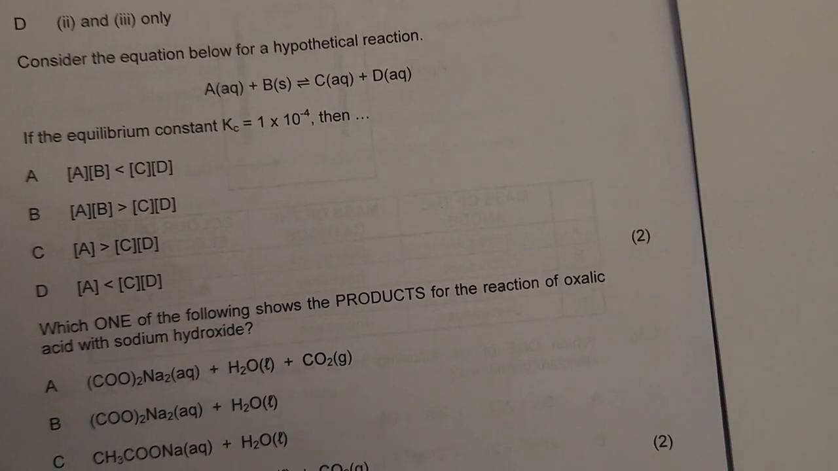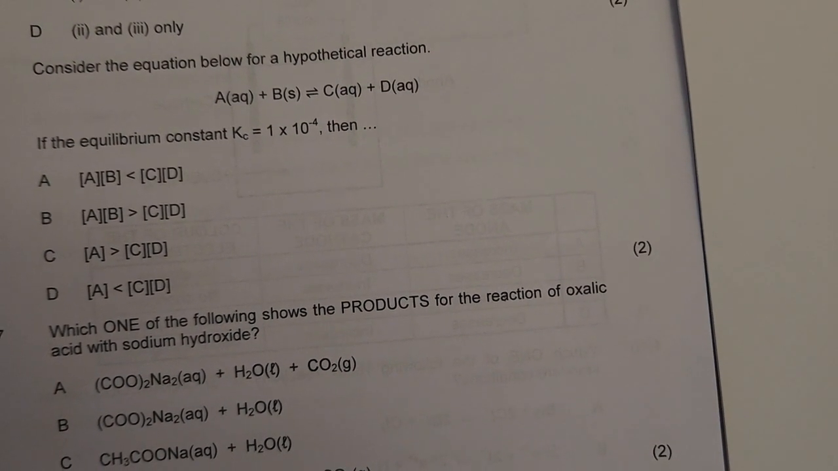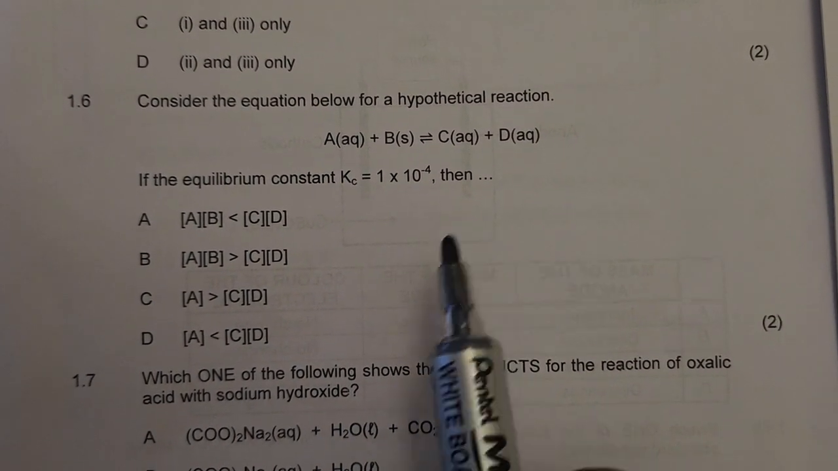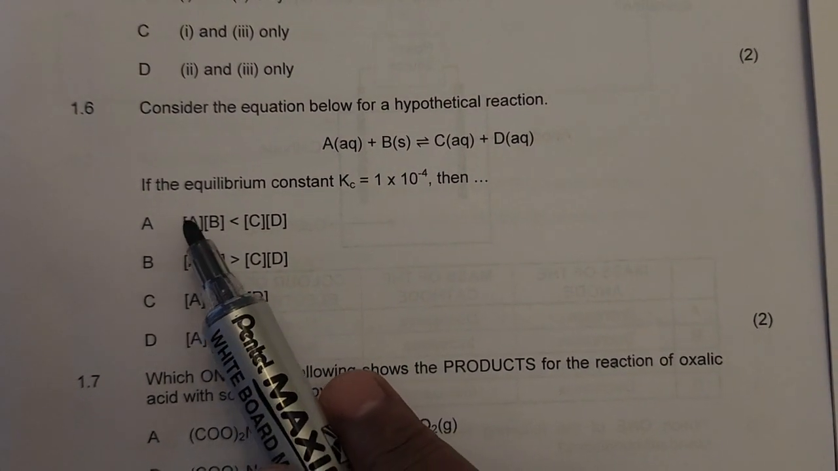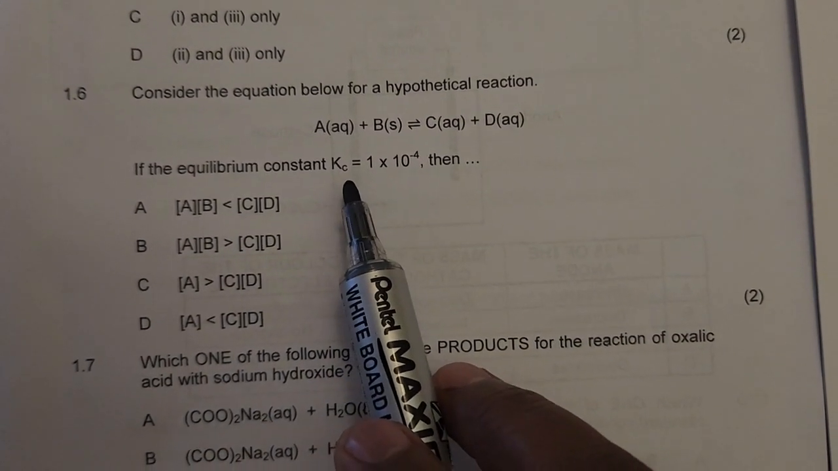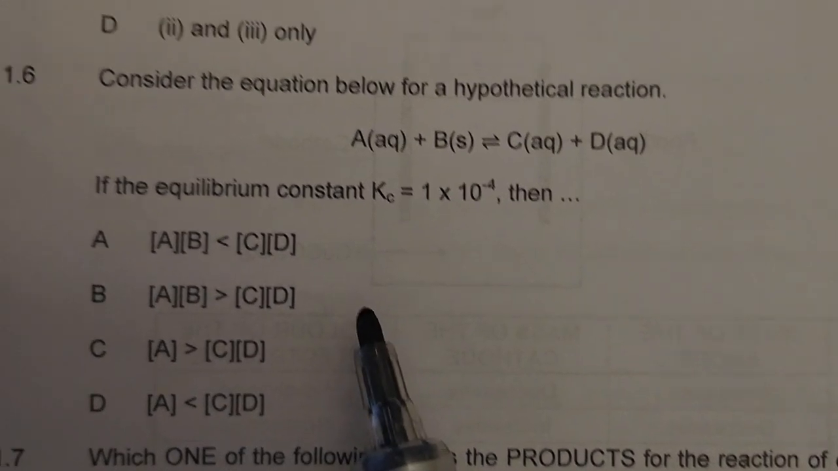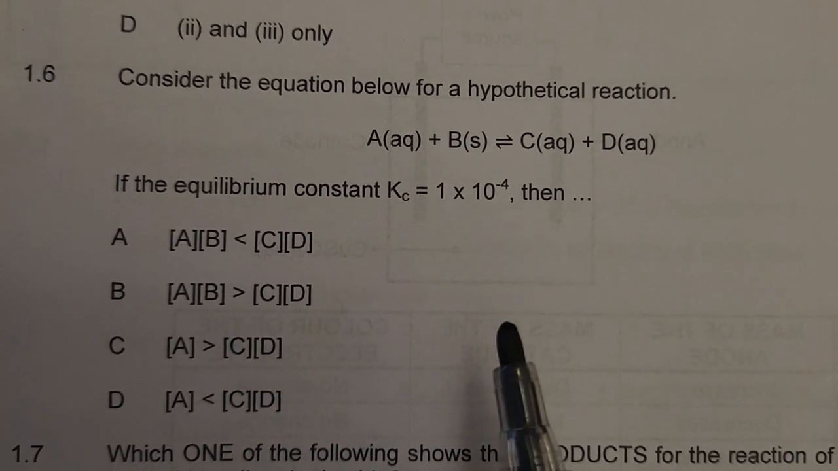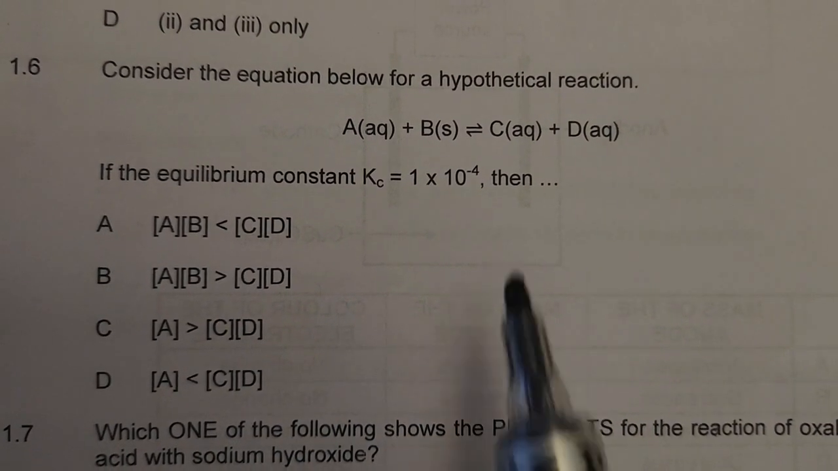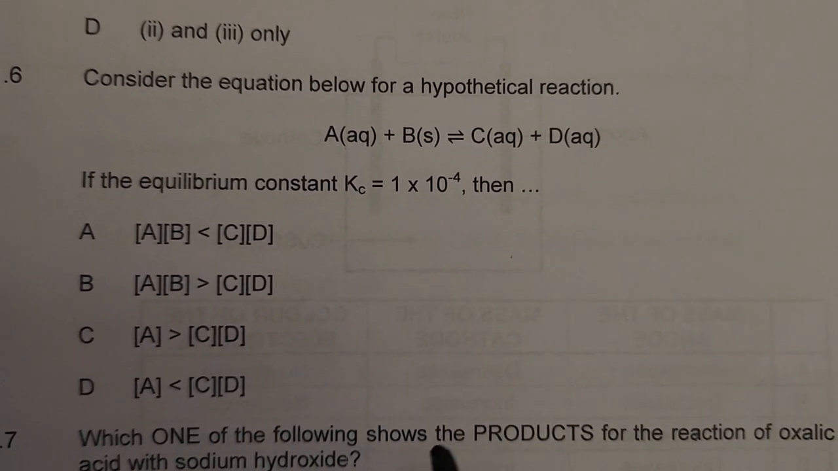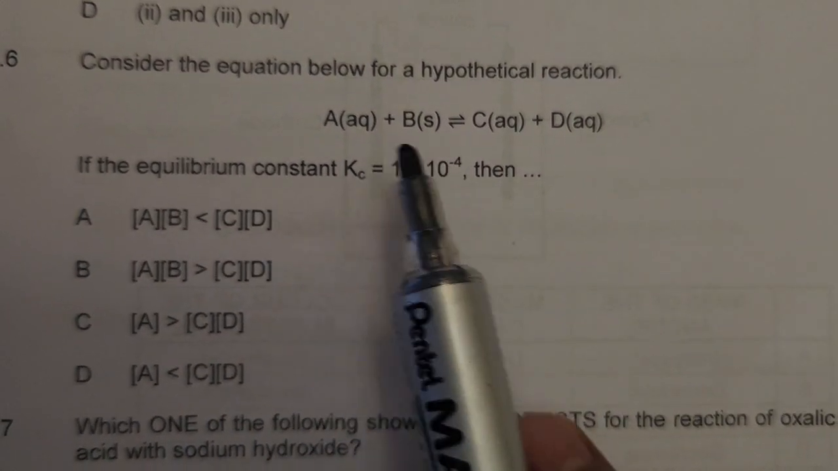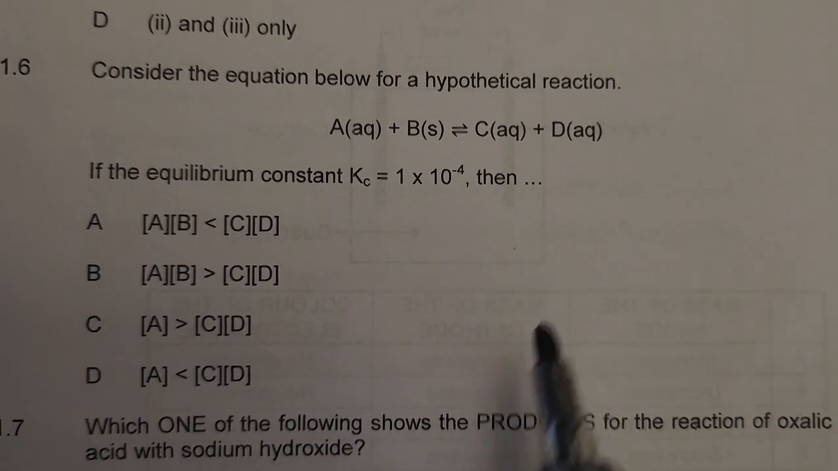1.6. Consider the equation below for a hypothetical reaction. That's the case. Fine. This is the hypothetical reaction. And now in the equilibrium, if the equilibrium constant is 1 by 10 to exponent minus 4, meaning that the Kc is very low. So now low Kc value, remember we are favoring the production of the reactants. Therefore, the concentration of the reactants will increase, whereas the concentration of the products decreases.